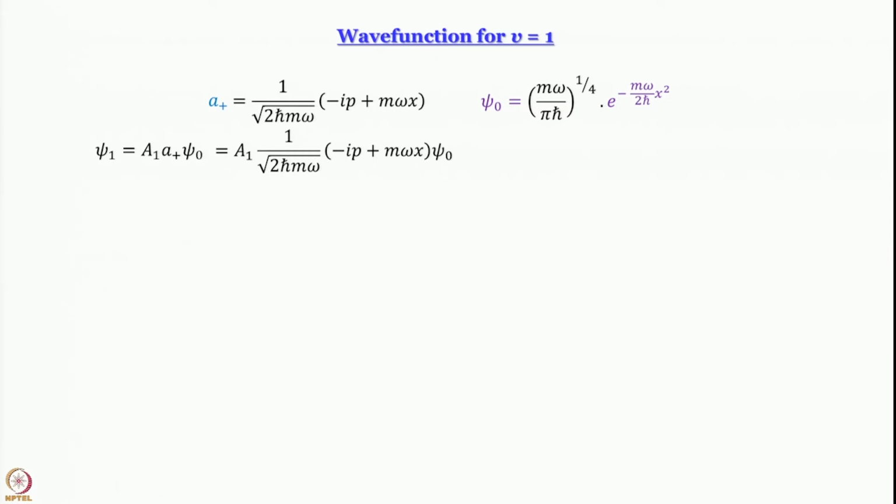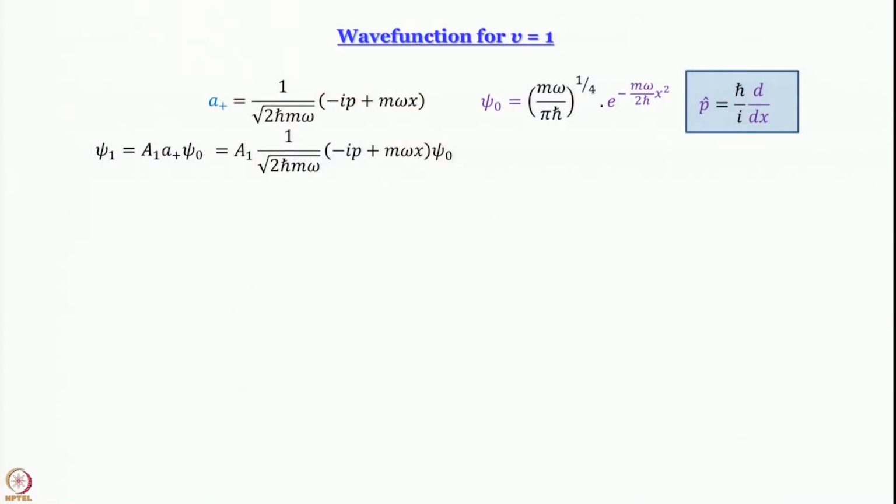Now, we write like this. What we do is we write the form of the A plus operator, 1 by root over 2 h cross m omega multiplied by minus i p plus m omega x, operating on psi 0. Please remember this p here is an operator, x here is an operator. x is not so much of a problem because the action of x is just to multiply the wave function by the value of the position. But let us not forget what the form of the momentum operator is. Momentum operator, as we know very well by now, is h cross by i d/dx or minus i h cross d/dx.